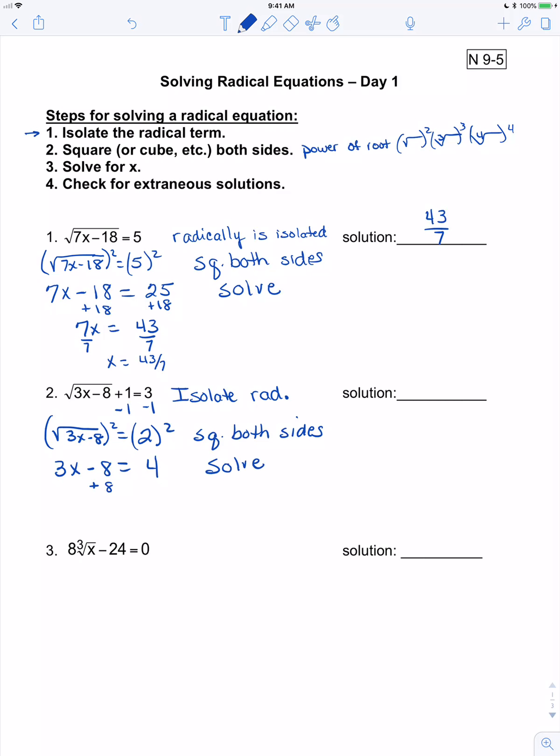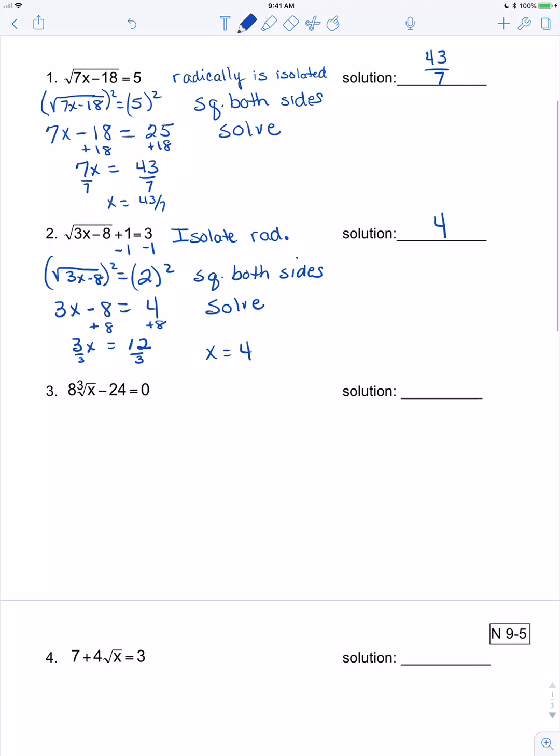So we're going to add 8 to both sides. So 3x is equal to 12. We'll divide both sides by the 3, so x is equal to 4. All right, so now we have an 8 cube root of x minus 24. So let's work on isolating the radical again. We're going to add 24 to both sides. So we've got 8 cube root of x is equal to 24.